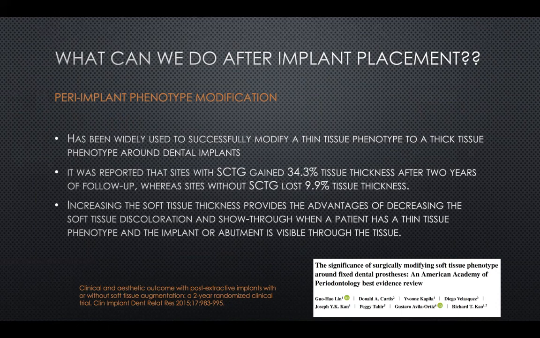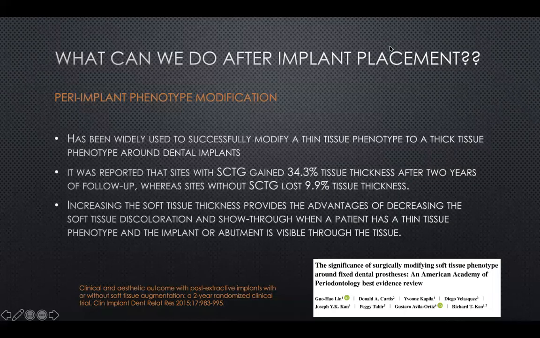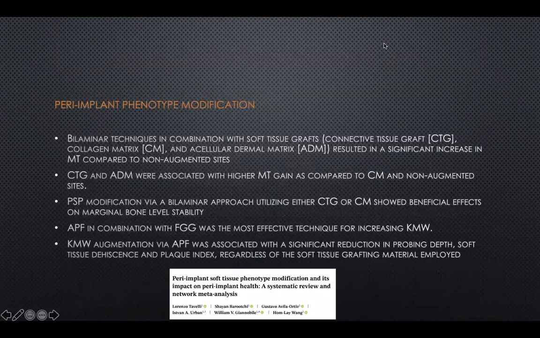And also the thickening of the tissue provides the advantage of decreasing the soft tissue discoloration and show-through when a patient has a thin tissue phenotype and the implant or the abutment is visible through the tissue. So again, what can we use in these situations? We can use connective tissue graft or acellular dermal matrix grafts to increase the mucosal thickness around the already placed implants.